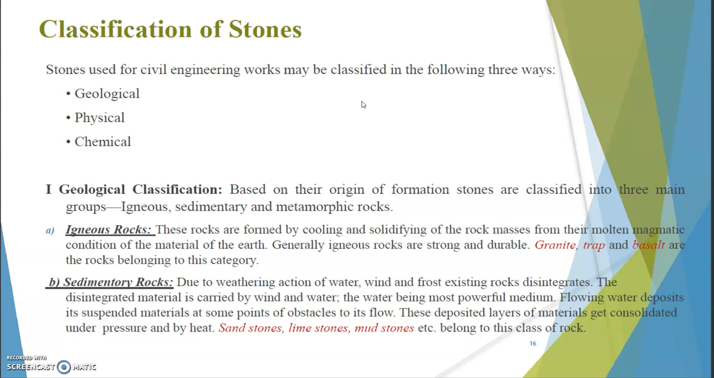Flowing water deposits its suspended materials at some points of obstacles to the flow. So wherever there is an obstacle, the carried stone particles are deposited, layer over layer, over a long period of time. Such deposited layers of materials over a period of time get consolidated under pressure and heat. Then your sedimentary rocks get formed. We can have sandstone, limestone, and mudstone as examples of sedimentary rocks.